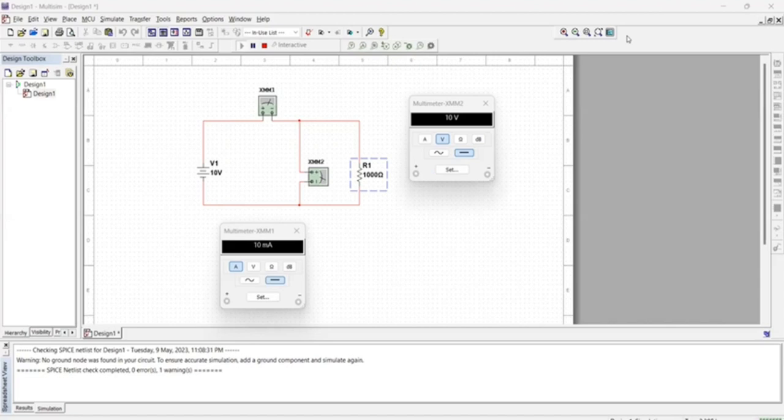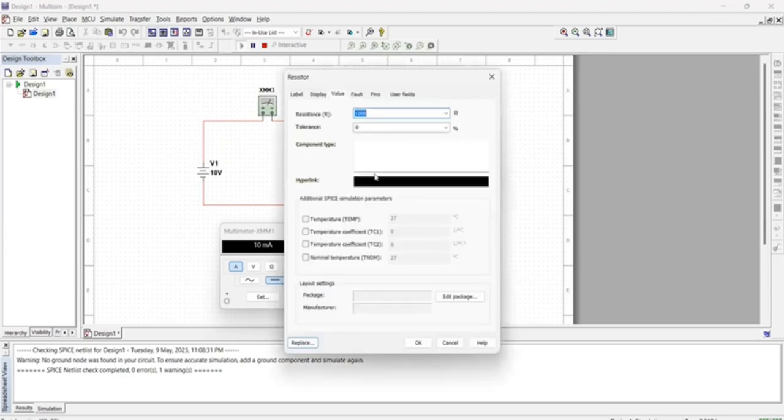Okay, so this is for lab 1, exercise 1A, activity 1. So here is the circuit that I follow from the task. For the first value, we need resistance of 100 ohm. So we put the resistance value as 100.